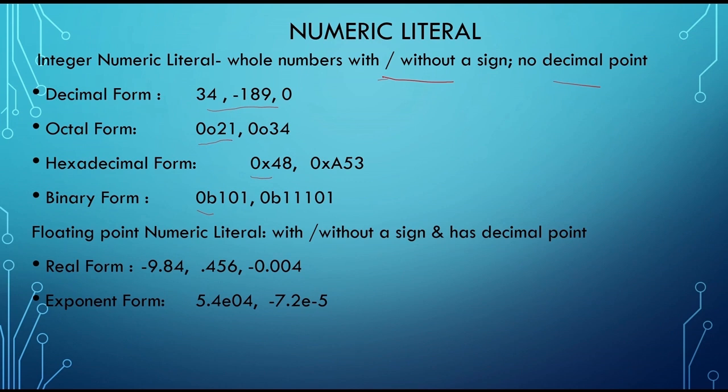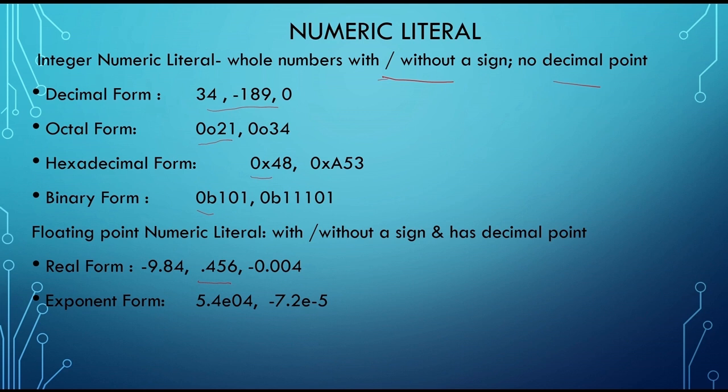A floating point numerical literal is that which has a decimal point. Again, it can come with or without a sign to represent positive and negative numbers. A floating point number is in turn represented in 2 forms, the real form and the exponent form. The real form is going to be a series of numbers with a decimal value with or without the sign. The decimal point need not be embedded. Like in this case, we can start with a decimal point. It will still be considered as a valid floating point number.